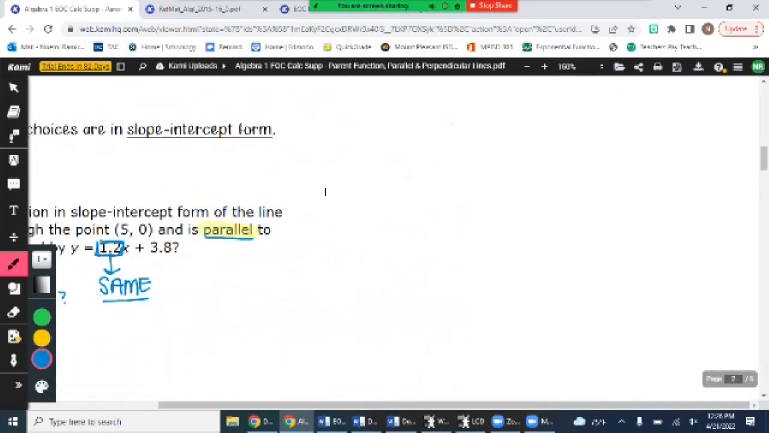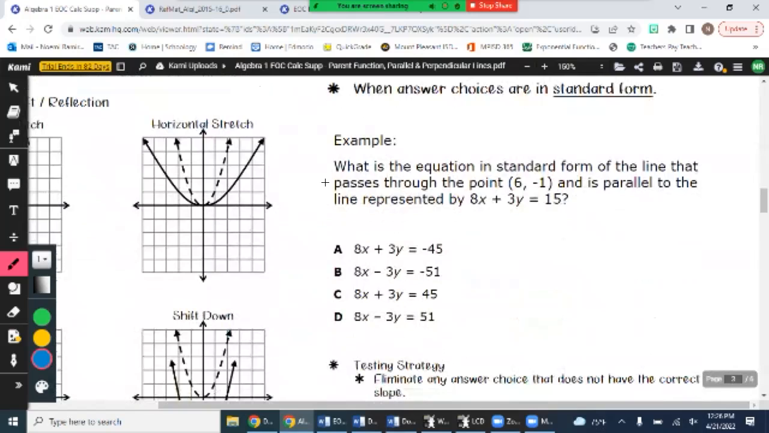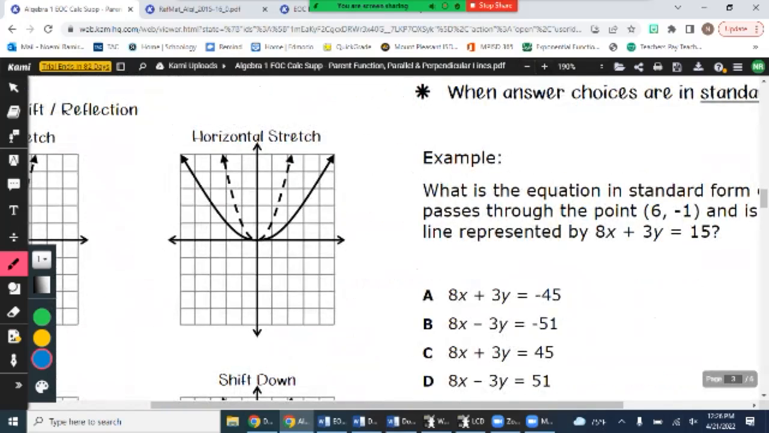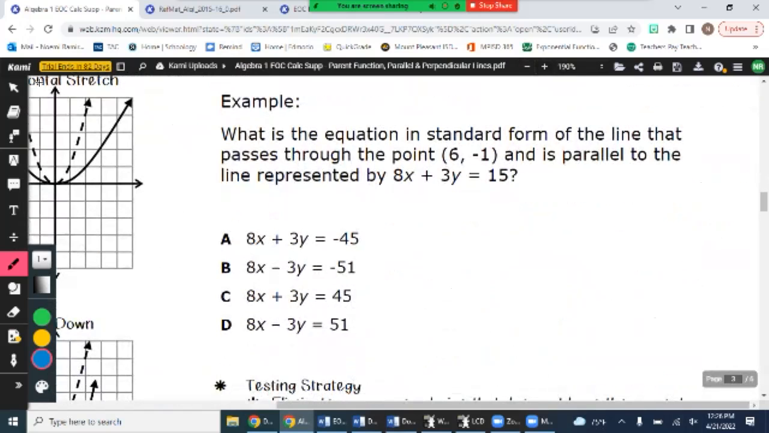All right, next one. They can test you on parallel lines but leave the answer choices in standard form. This makes it a little harder, but it doesn't make it super difficult. Now, once again, let's go ahead and highlight that keyword parallel.